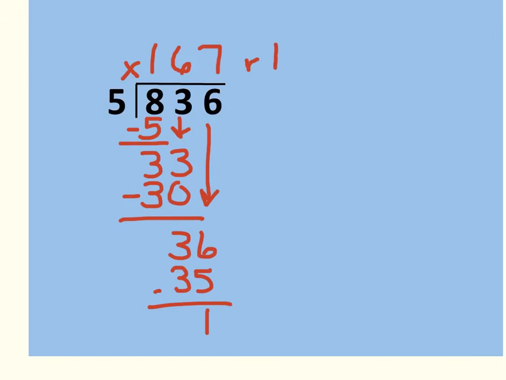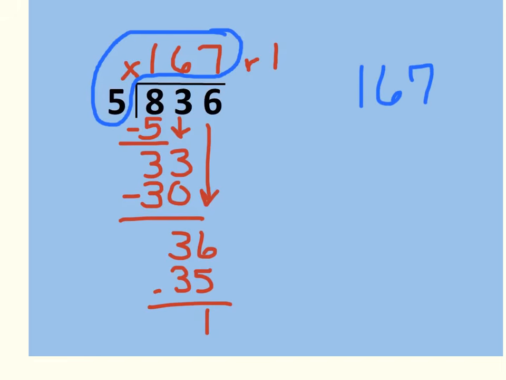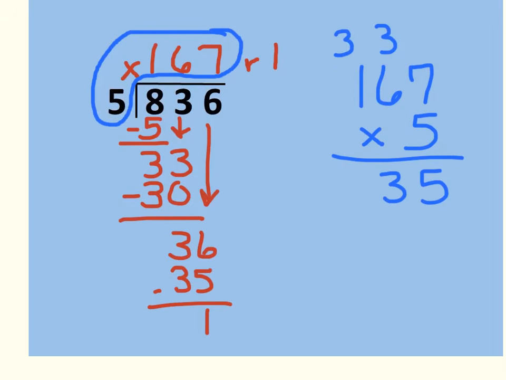Now I'm going to show you how to deal with the remainder when you check your work through multiplication. Again, when checking through multiplication, you take your quotient, your 167, you multiply it by your divisor, and you ignore, for the time being, any remainders. So I'll multiply 167 times 5. 5 times 7 is 35. 6 times 5 is 30, plus 3 is 33. 5 times 1 is 5, plus 3 is 8.